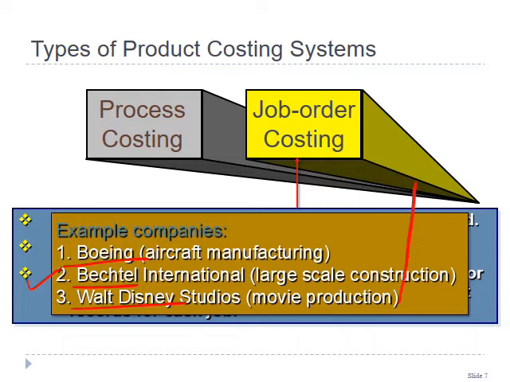You can say that each movie is unique as well, and they are not producing the same stuff. Every movie is unique. Similarly, in a construction company like Bechtel International, each building or construction item is different from the other one. So in those companies, job order costing is advised as a costing method.